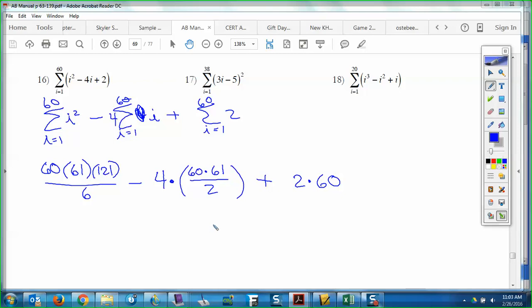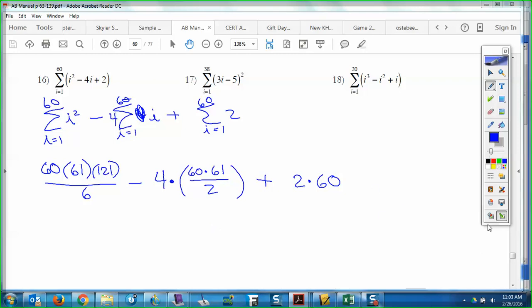Like this one, you'd have to FOIL this out, right? If we were going to do that, we're not going to spend a lot of time doing this. You're going to have a ton of these, right? But we'd FOIL that out, and then we could split it apart like we just did. So using those summation formulas, this is what that would look like. Okay?